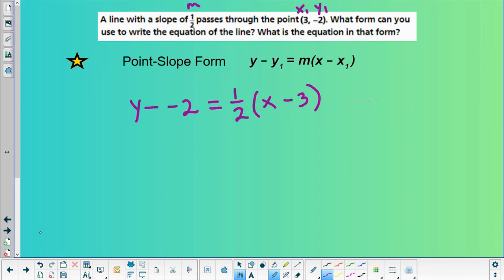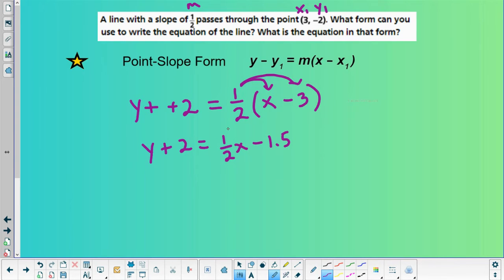And then from here, we solve it like a normal equation. First of all, if I see this minus minus, I don't like that. Let's change it to plus. So on the left side, we have y plus 2. As soon as you see that, it just looks wrong having 2 negatives side by side, so we change them to addition. Then we're going to distribute this 1/2 to everything inside. So 1/2 times x, we can keep as 1/2 x. And then 1/2 times -3, let's write it as a decimal, so that would be -1.5.